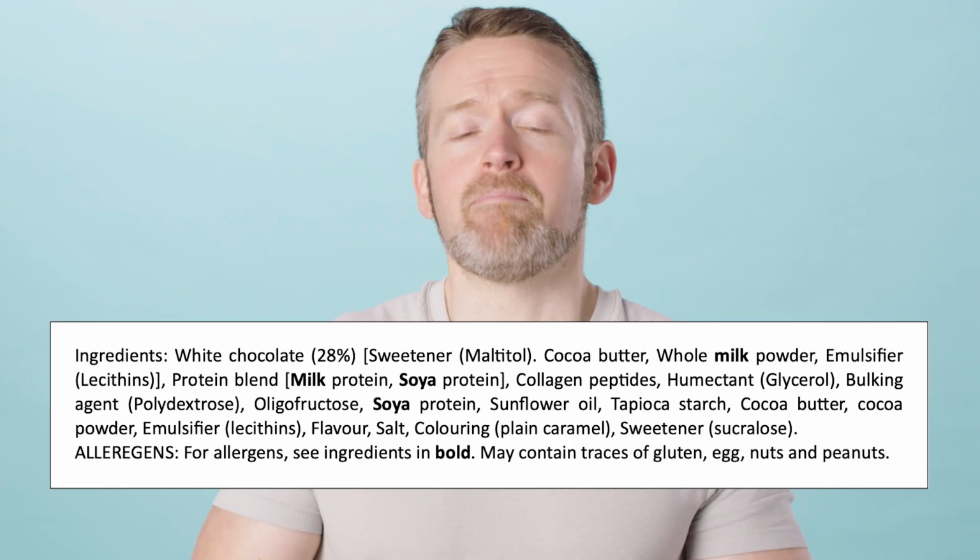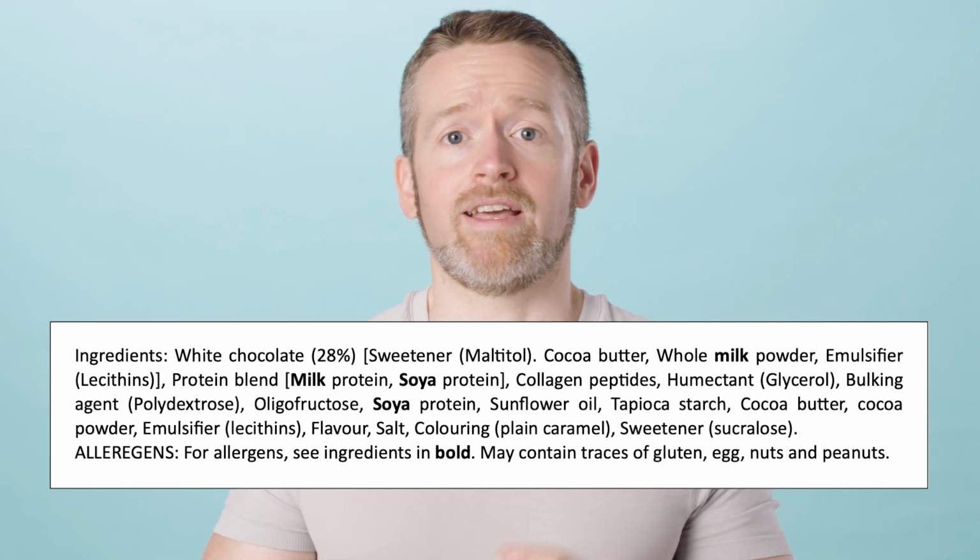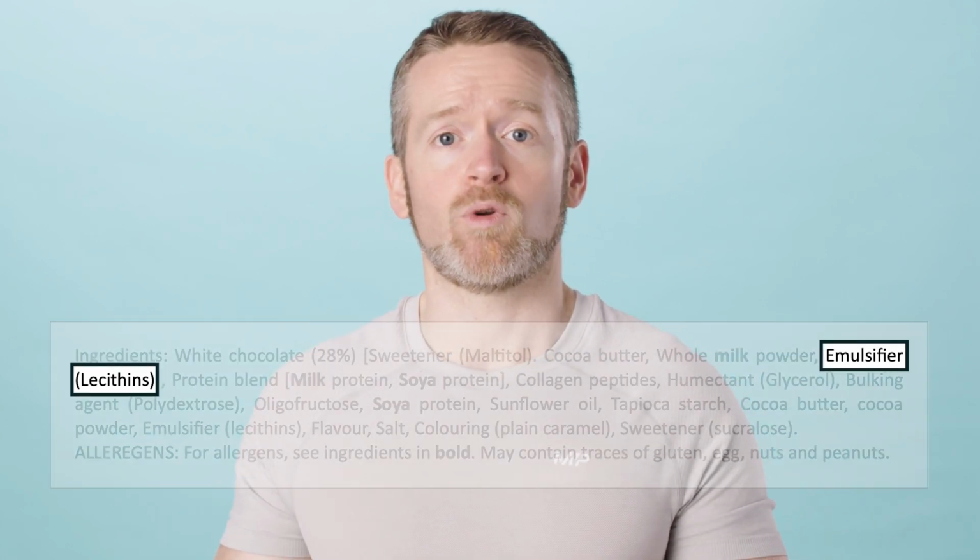You'll often see emulsifiers listed on ingredients labels. Many emulsifiers are naturally occurring, like here we have lecithins, which are not the same as lectins, which are found in things like egg yolks, soybeans, and sunflower seeds. Emulsifiers help water-based and fat-based ingredients to combine together properly.